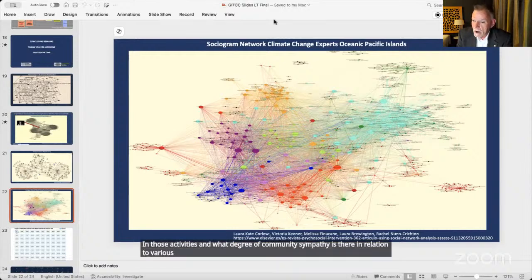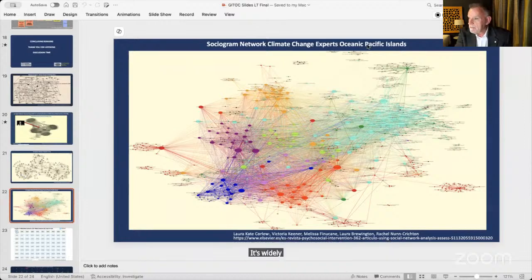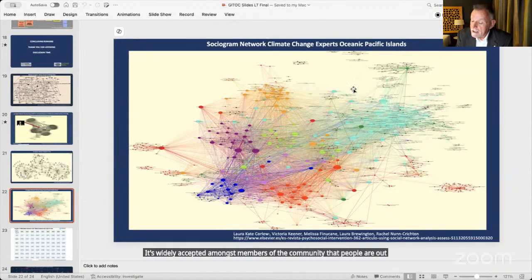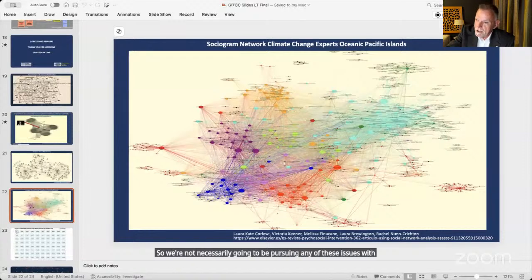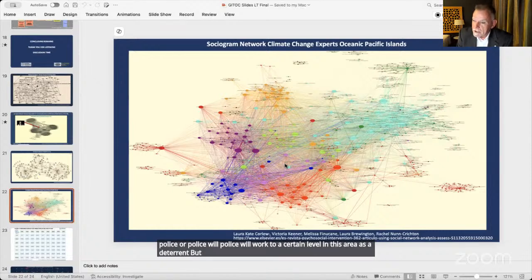So it's widely accepted amongst members of the community that people are out there using drugs right now, and none of us are losing any sleep over it. So we're not necessarily going to be pursuing any of these issues with the police, or police will work to a certain level in this area as a deterrent, but they're nowhere near actually being able to clean it up.